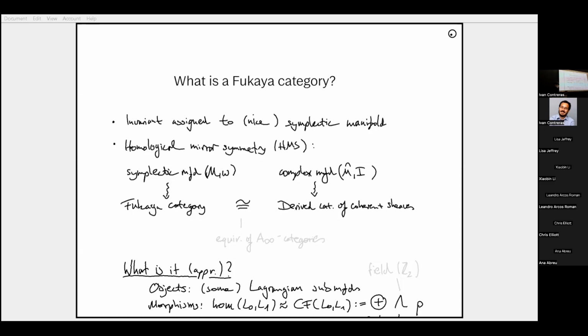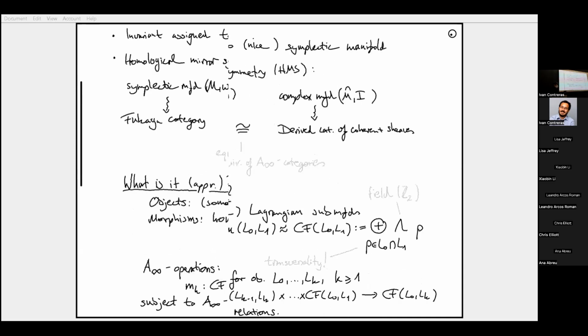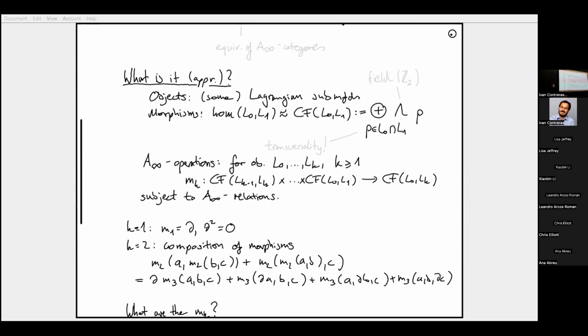We're focusing on the symplectic side, and I just want to explain approximately what this Fukaya category is. There are a host of technical difficulties, and I'm not going to be very precise at this stage. This is just so you can get a conceptual overview.